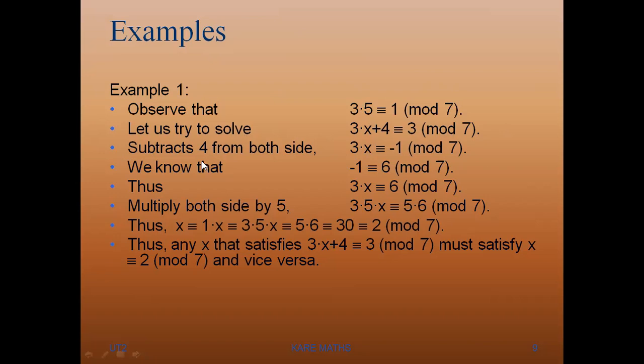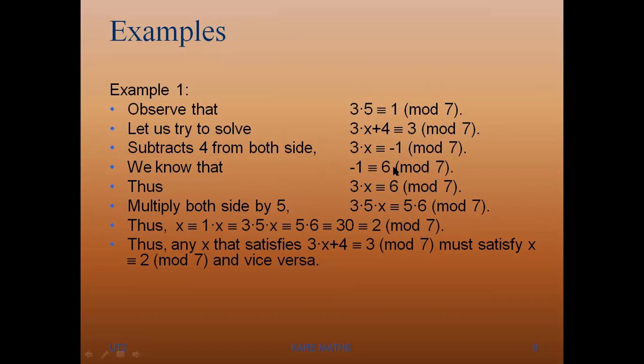So, first step, subtract 4 from both sides. In both sides, I'm just subtracting 4. So this 4 goes off. On the right hand side, if I subtract 4, 3 minus 4 equals minus 1 mod 7. So, using this, we can go on. We know that minus 1 is congruent to 6 mod 7. Okay. So, minus 1 is congruent to 6 mod 7.